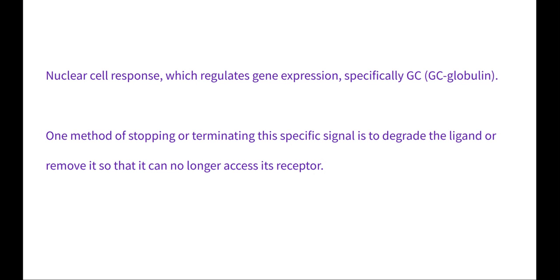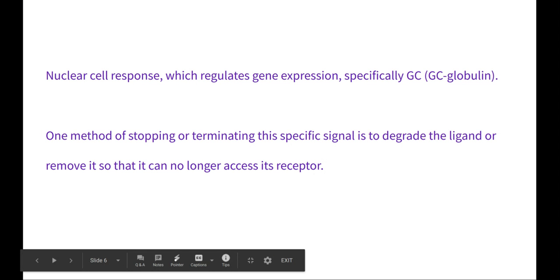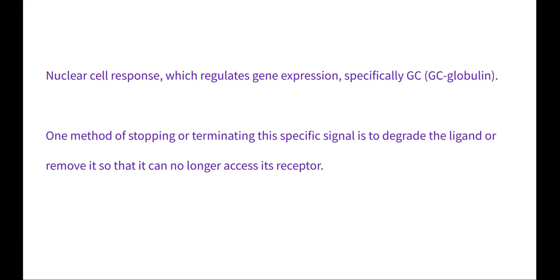So, the cell response to that abnormal pathway is nuclear, which regulates the gene expression. And one method to stop or terminate this specific signal is to degrade the ligand or remove it so that it can no longer assist its receptor. And that's where surgery comes into play, as I mentioned earlier.